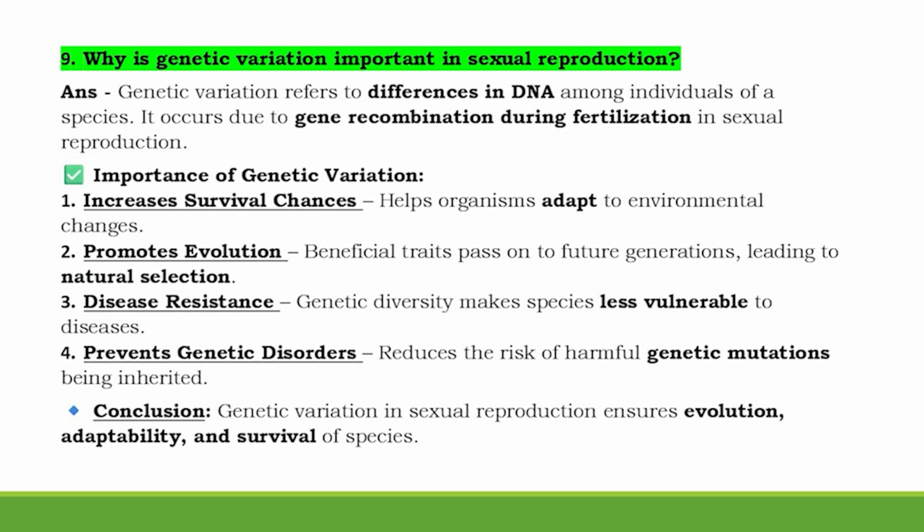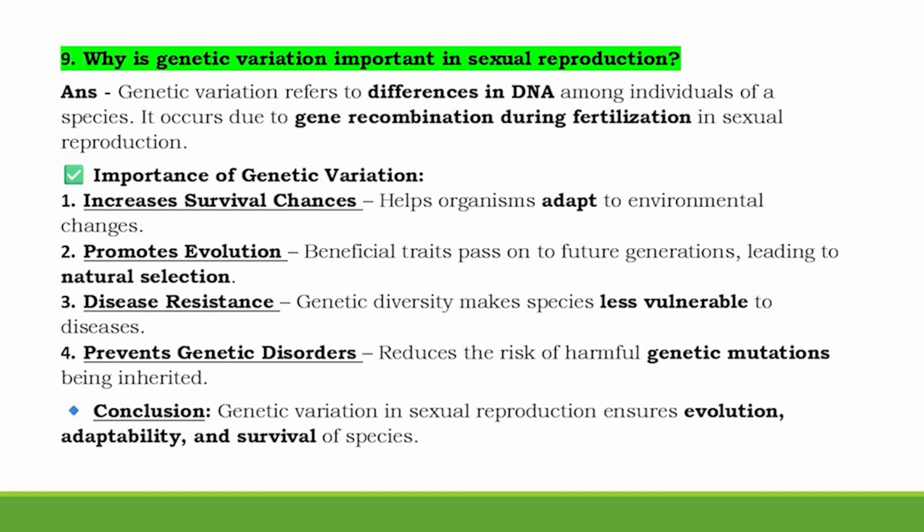9. Why is genetic variation important in sexual reproduction? Answer: genetic variation refers to differences in DNA among individuals of a species. It occurs due to gene recombination during fertilization in sexual reproduction. Importance of genetic variation. 1. Increases survival chances, helps organisms adapt to environmental changes. 2. Promotes evolution, beneficial traits pass on to future generations, leading to natural selection.